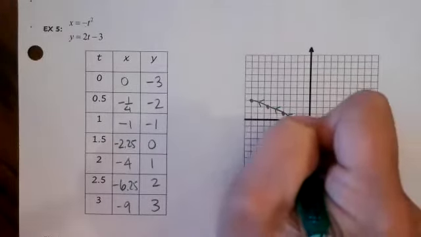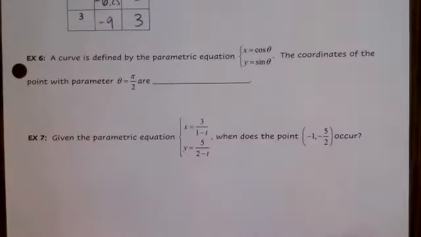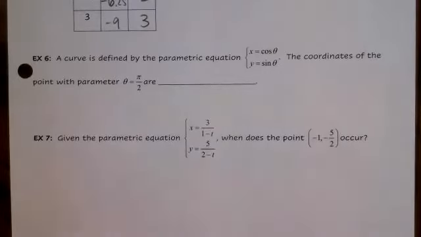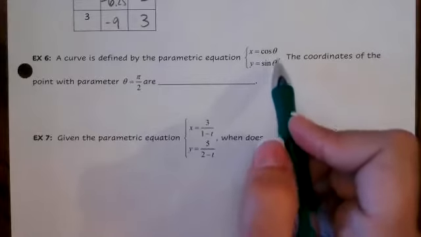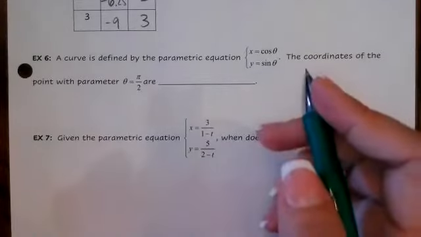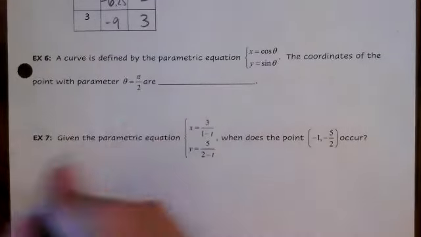That was because of that squared term, but it worked exactly like we did the other one. Now, there could be some questions that ask you to work backwards and really think through the points. Like example 6 says a curve is defined by the parametric equation x equals cosine of theta and y equals sine of theta. The coordinates of the point with parameter theta equals pi over 2 are? So it's asking you for the point. This is the parameter theta, the one that is listed in both of these. So instead of having a t there, we just have the theta. And so it's asking for what point is going to exist at pi over 2.